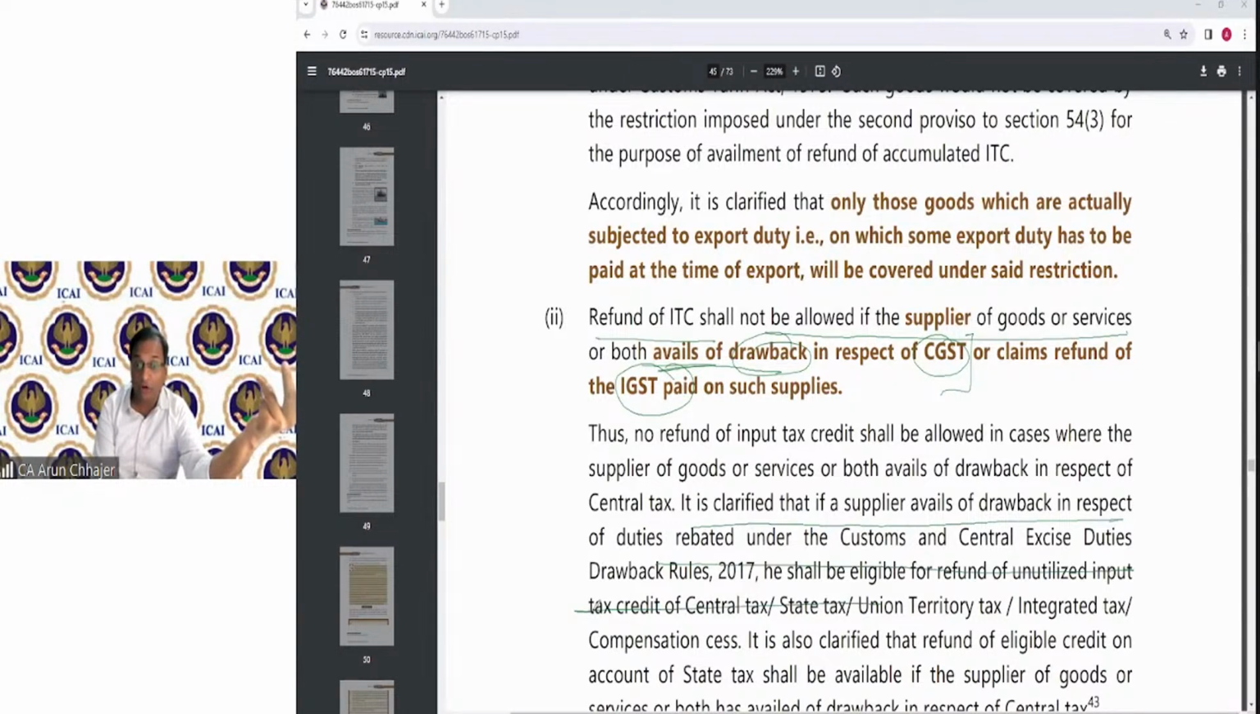याद रखना, it is clarified that if the supplier avails the drawback in respect of central excise duty drawback, he shall be eligible for refund of the ITC under CGST, SGST, IGST, UTGST. रिफंड ड्रॉबैक किसका नहीं लिया? CGST का अगर लेता है ड्रॉबैक, then it is prohibited to take the refund. But if he is availing the drawback in respect of excise, तब तो रिफंड आराम से क्लेम कर सकता है, नो प्रॉब्लम.